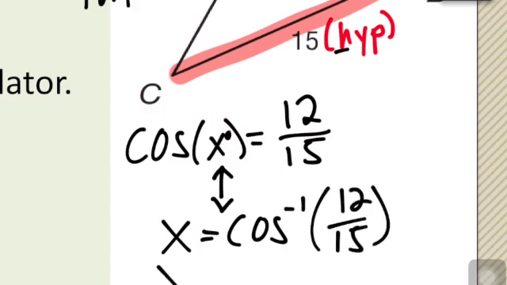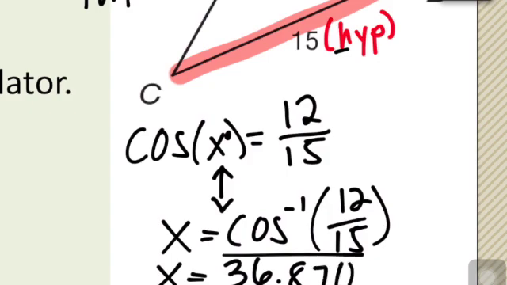And now I'm just going to plug that into the calculator. So my cosine inverse, so second cosine, I plug in 12 over 15 into the cosine inverse, and I get 36.869, which is 36.870. And there we go.